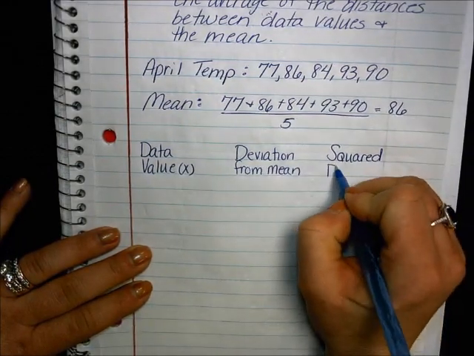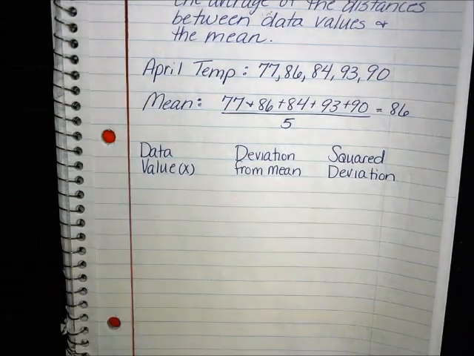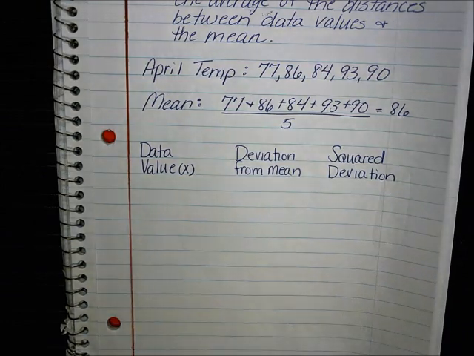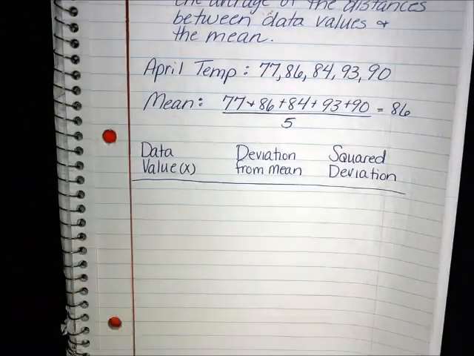We're going to do the squared deviation. Because we don't care whether the temperature is above the mean or below the mean, positive or negative. We just want to know how far, the distance. So if we square them, it gets rid of all the positives and negatives. So that's our table. Okay.